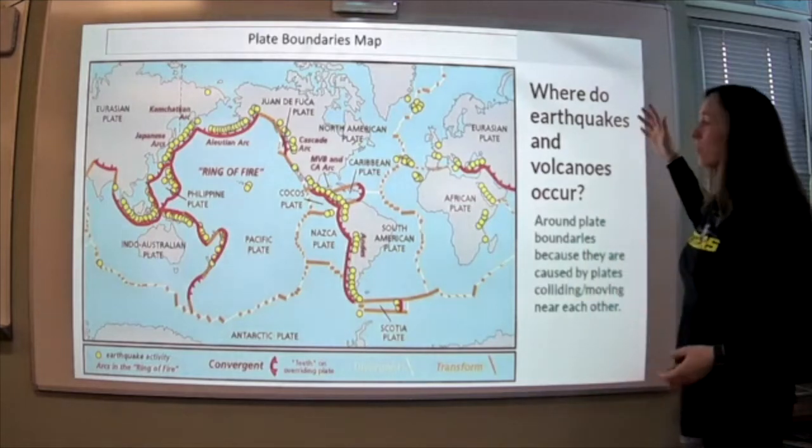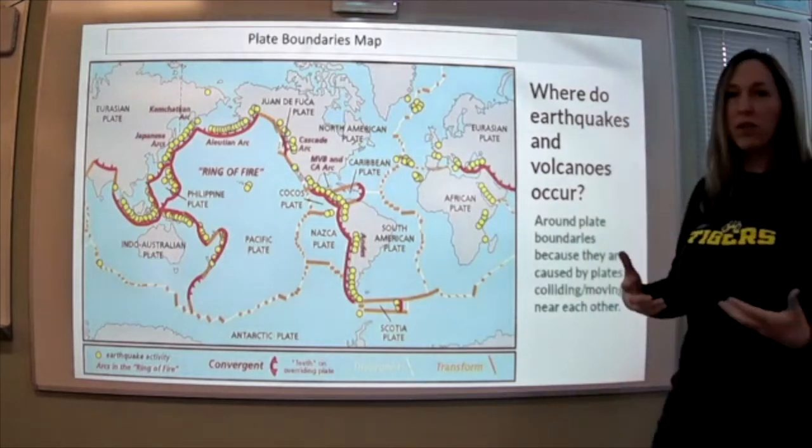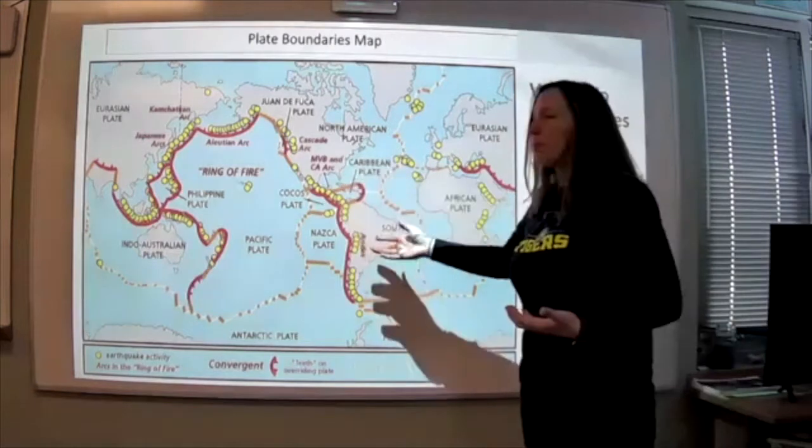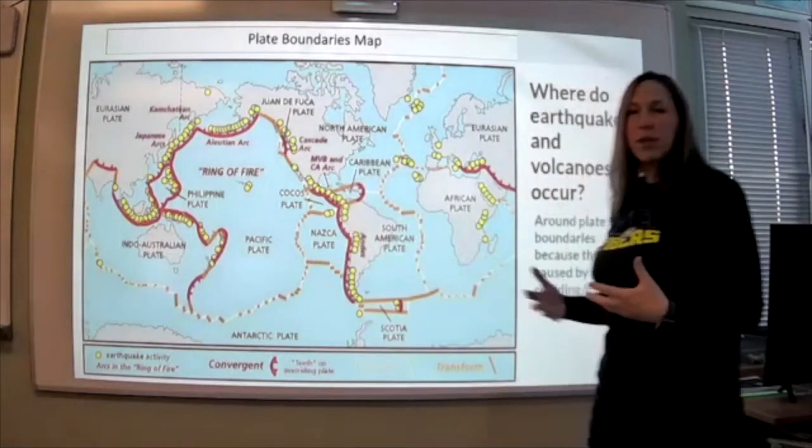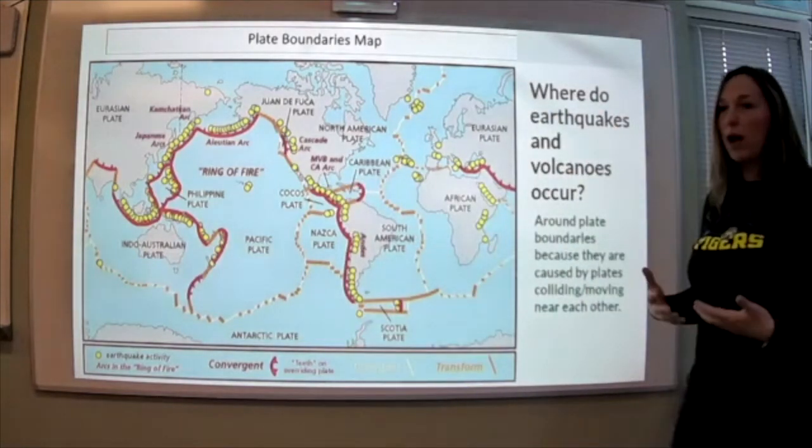So why do earthquakes and volcanoes always occur near each other? Well, they occur near plate boundaries because they're caused by plates colliding or moving around each other.